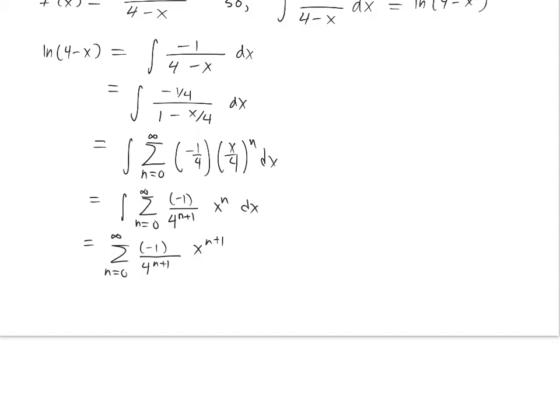x to the n plus 1 over n plus 1, and then plus some constant c. And really, I don't care if you reindex these things, it doesn't matter to me. So don't bother. Okay, so this thing is equal to ln of 4 minus x.